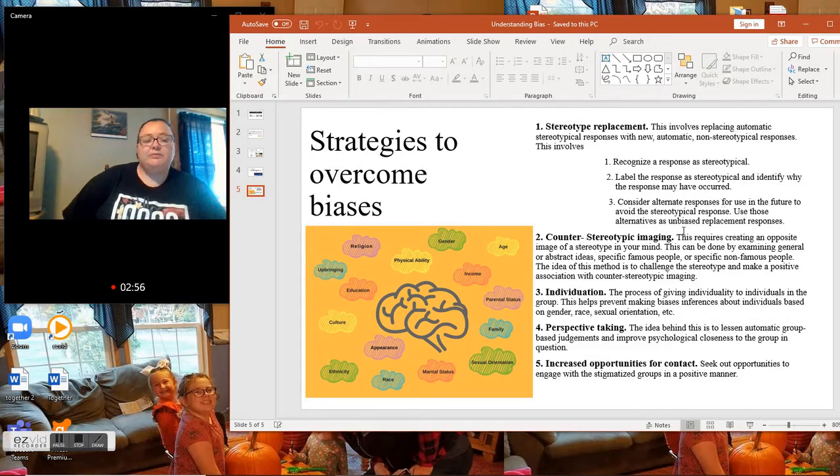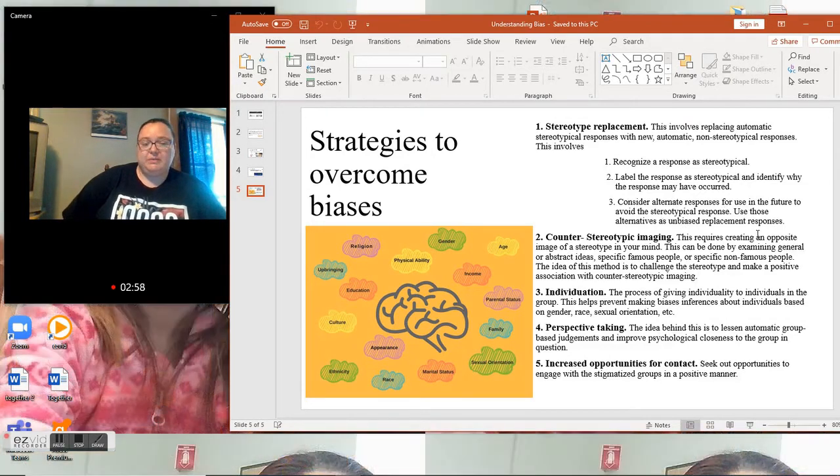Counter-stereotype imaging. This requires creating an opposite image of the stereotype in your mind. This can be done by examining general or abstract ideas, specific famous people, or specific non-famous people. The idea of this method is to counter the stereotype and make a positive association with counter-stereotype imaging. Three, individualization. The process of giving individuality to individuals in the group. This helps prevent making biased inferences about individuals based on gender, race.